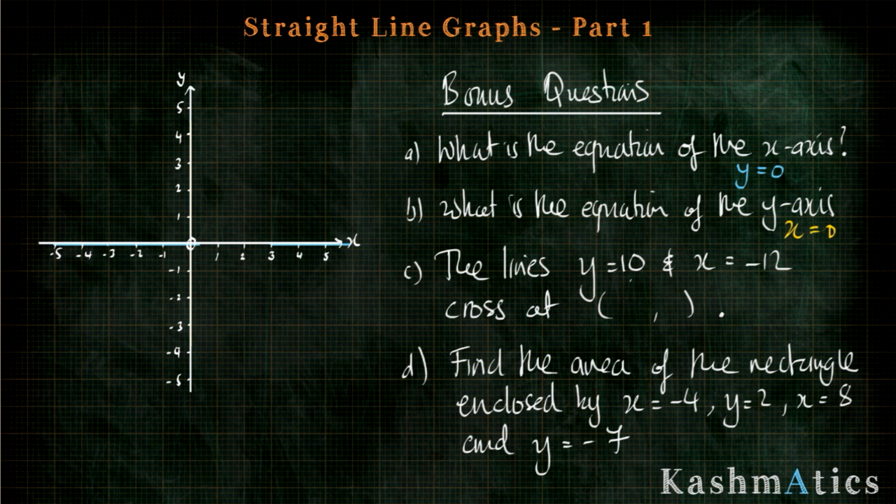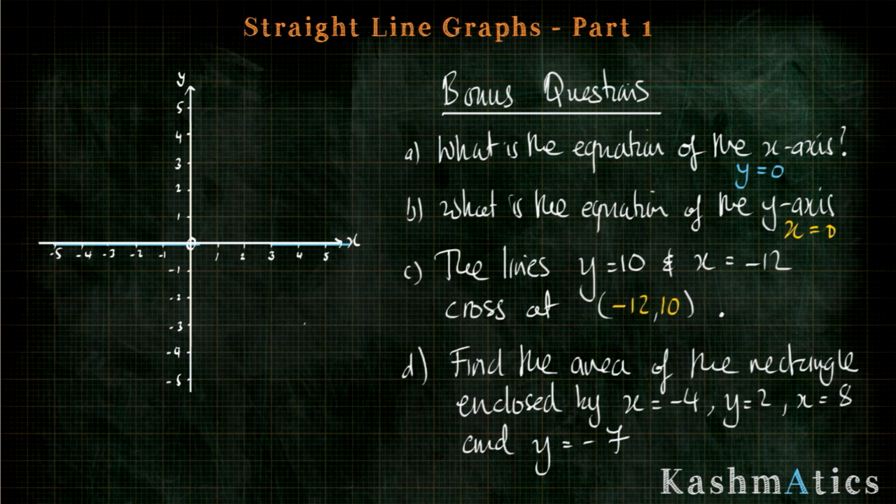The next question, it says the line y equals 10 and x equals -12 cross at what point? Now if you think about it, on the line y equals 10, the y coordinate has to be 10. So whichever point it crosses the other line, the y coordinate is going to be 10. And the other line, it says x equals -12. So the x coordinate has to be -12. So it's as simple as that. It will cross at -12, 10.